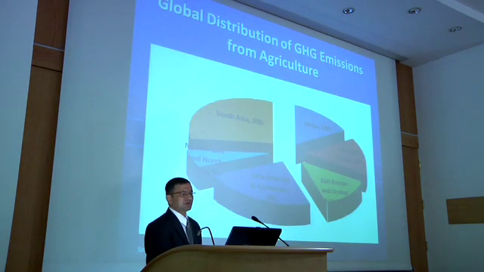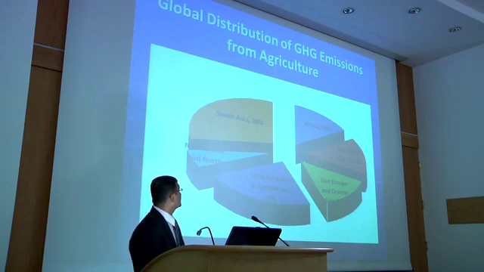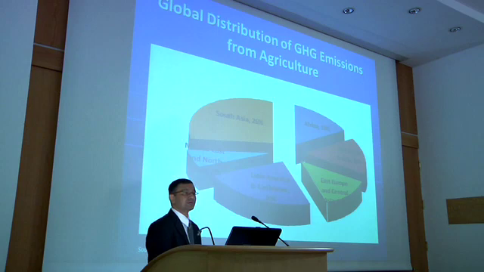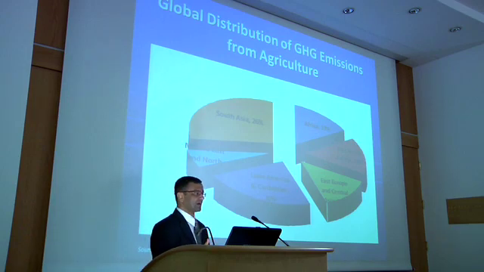And when you look at the global distribution of greenhouse gas emissions from agriculture, it becomes evident that agriculture emission is primarily a developing country phenomenon. South Asia leads the pack with 26%, followed by Latin America. So there is a huge potential out there.